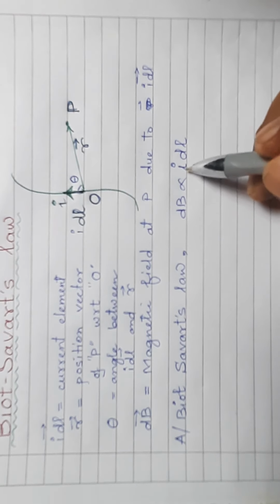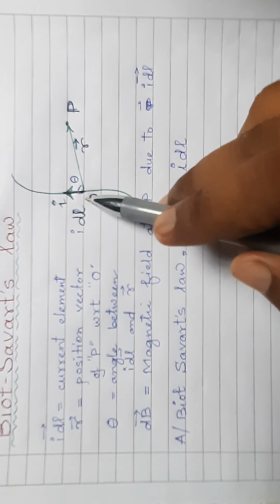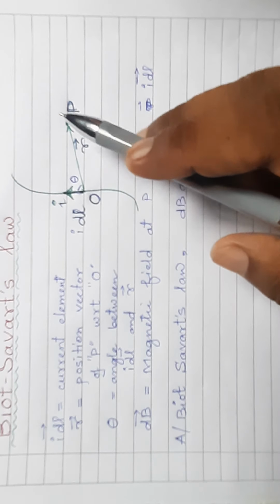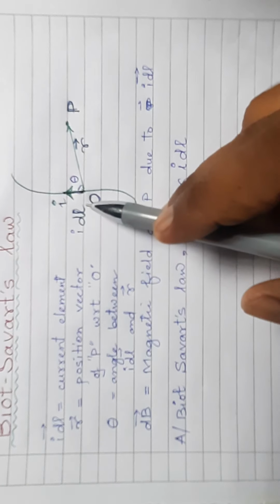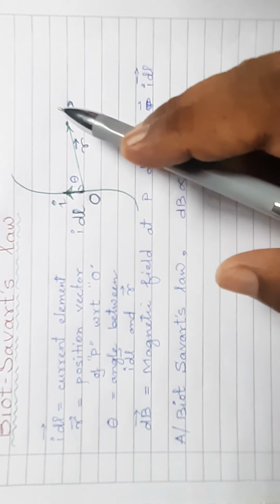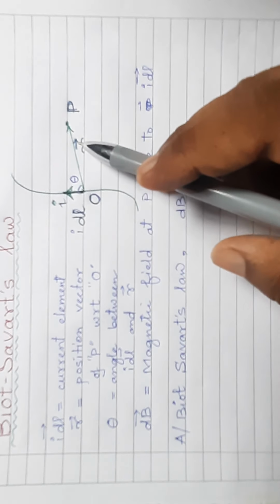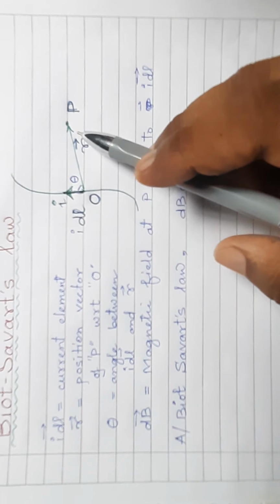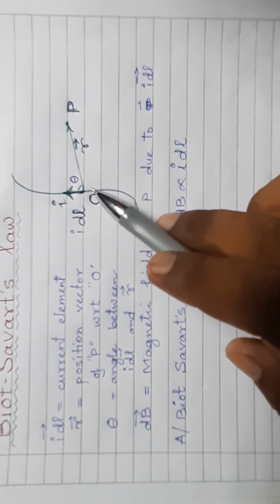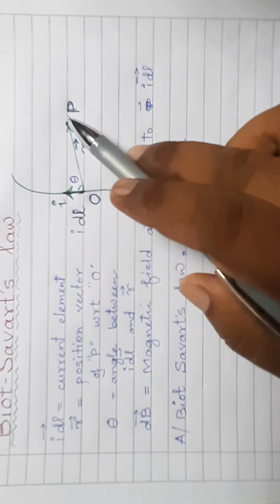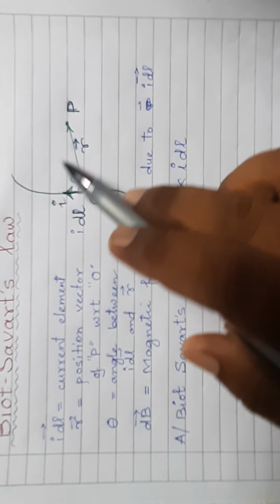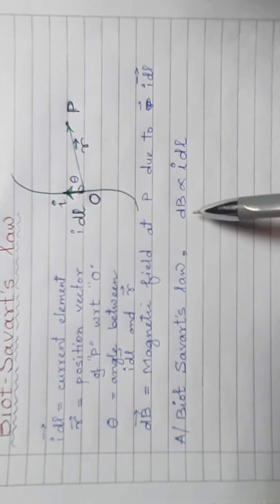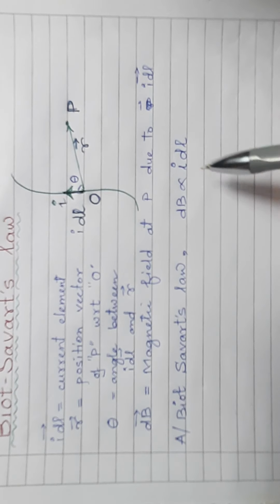Just think individually. When the current is small, obviously the magnetic field is small. The magnetic field is produced due to current. When current is small, magnetic field is small. When current is large, magnetic field is large. If current is zero, then magnetic field will be zero. Similarly, when the length of the conductor is large, the magnetic field will be more. When the length of the conductor is small, the magnetic field will be less. So we combine this: dB is proportional to Idl.